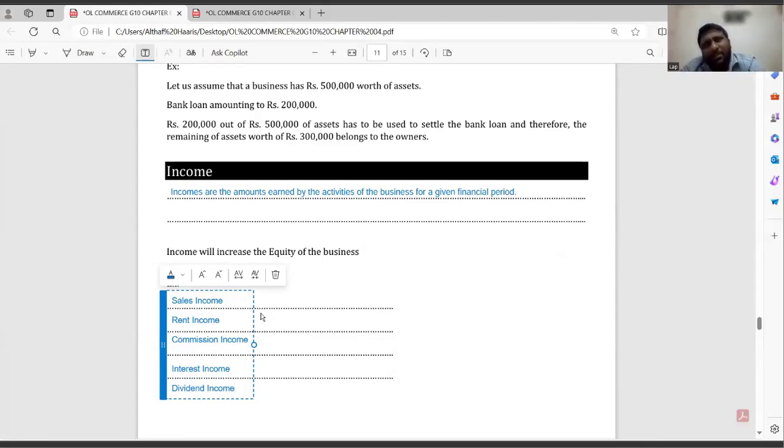Now, if you deposit money in the bank, you will get interest income. If you rent out a building, you will get rent income. If your business has done some sales, sometimes you will get some commission, that is commission income. What is dividend income? I have taught you this earlier also.